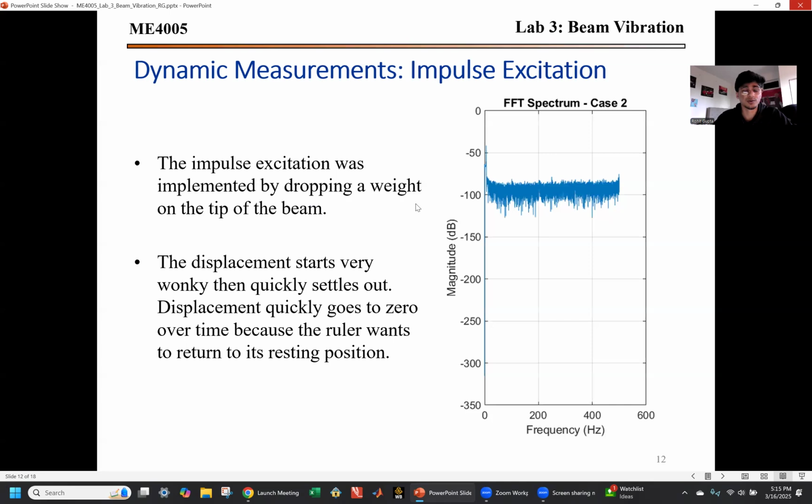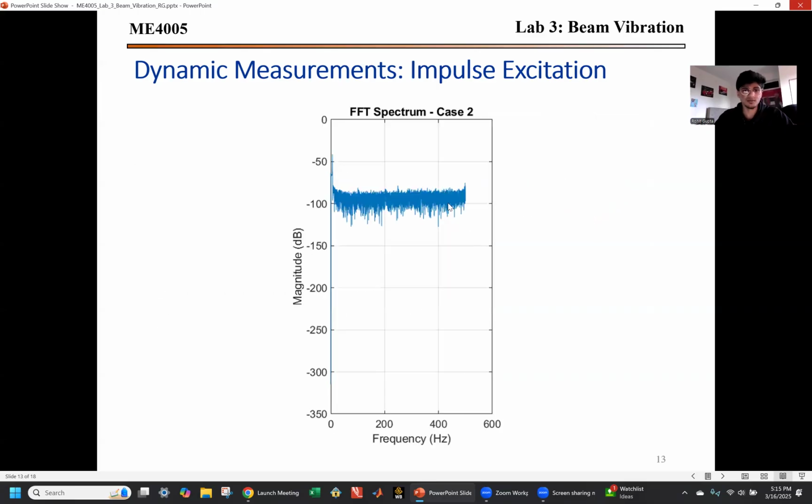And this is for case 2 with the impulse excitation. It was implemented by dropping a weight at the tip of the beam, and the weight in our case was a coin. It was a nickel of 5 grams. This displacement starts out very wonky, but then quickly settles out, as you can see here in the plot.